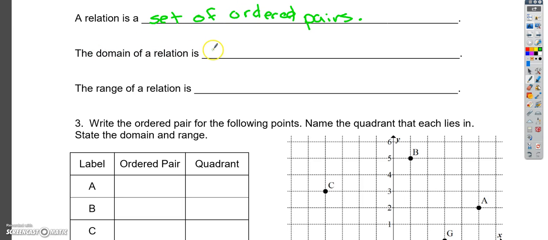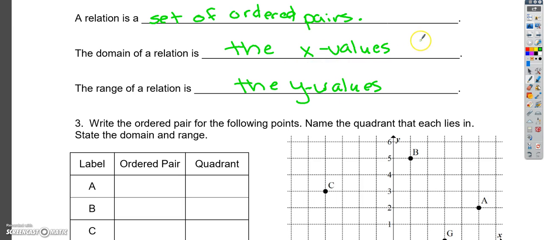The domain of a relation is the x values of the ordered pairs. The range of a relation is the y values. The x values are sometimes called inputs because you input an x, and the y values are sometimes called outputs because you input the x and you get the y out.